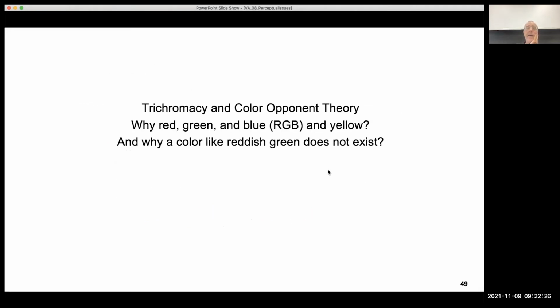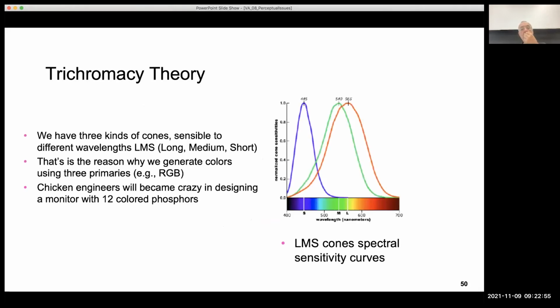Again, why red, green, blue, and yellow in the U definition? Why are they so special? And why does a color like reddish green not exist? The combination of green and red cannot be combined in our eyes. It's not a mixture, it simply does not exist.